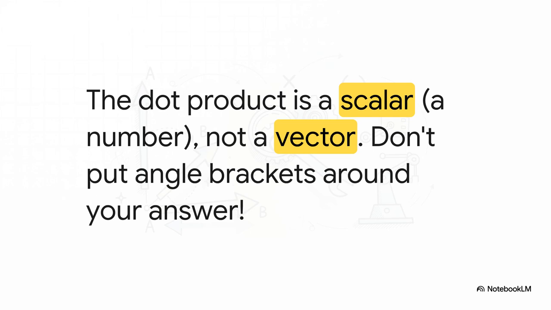Before we wrap this up, let me give you a heads up on the number one most common mistake to avoid. The result of a dot product is always a single number, a scalar. It's so easy to forget and just automatically put your answer in vector brackets, but remember, you've calculated a measurement, not a whole new vector.